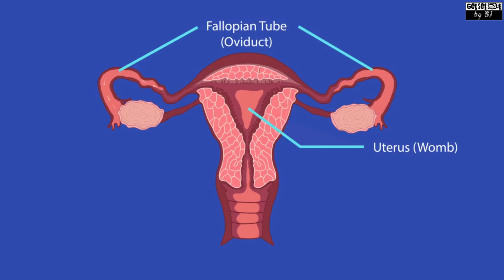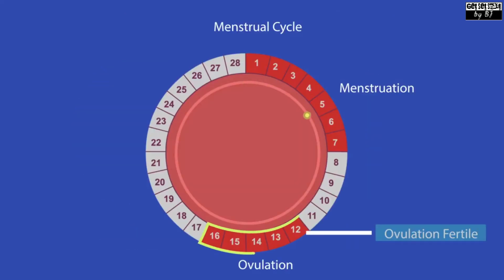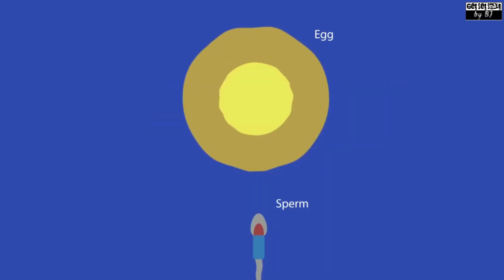If a sperm manages to reach the egg in the fallopian tube, then fertilization will occur. The egg only survives 24 hours after ovulation, but sperm can survive for up to 5 days. This means there are about 6 days during a cycle in which a sperm and egg can meet and the female can become pregnant. The fertilized egg, called a zygote, then will start to divide.